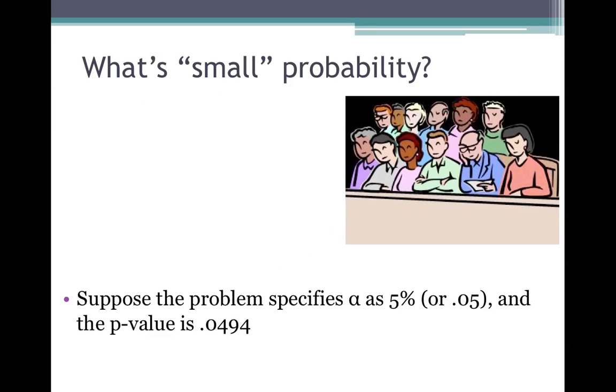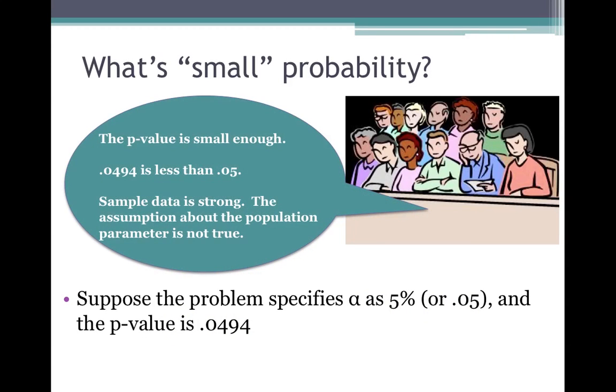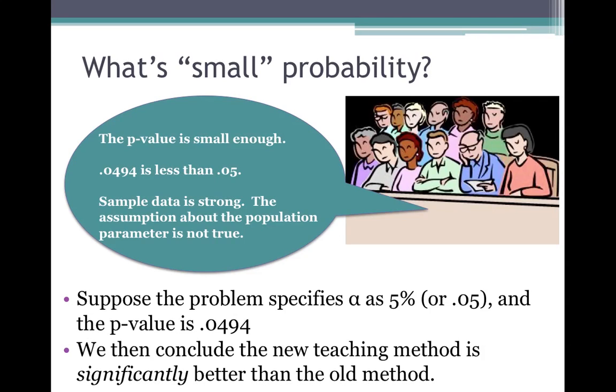However, if we have an alpha of 5% in this problem and we compare our p-value to 5%, or 0.05, we have a p-value that's smaller than alpha. And if that's the case, then the p-value is small enough. 0.0494 is less than 0.05, and therefore the sample data is strong. The assumption about the population parameter is not true, in which case we're going to conclude that the new teaching method is significantly better than the old teaching method.